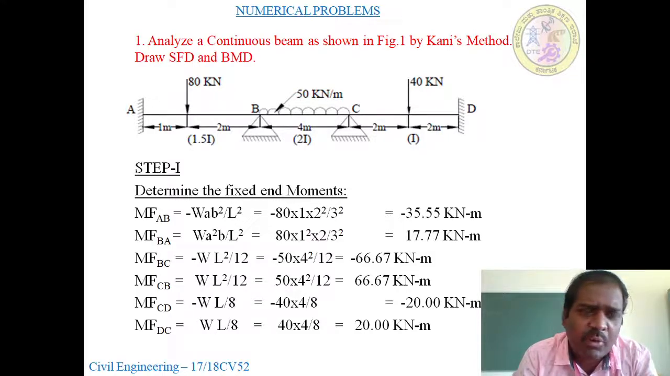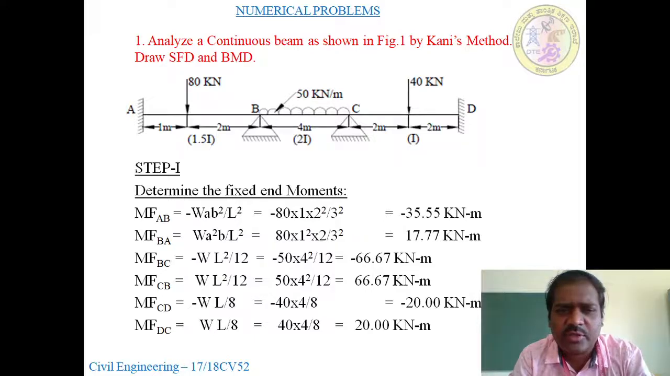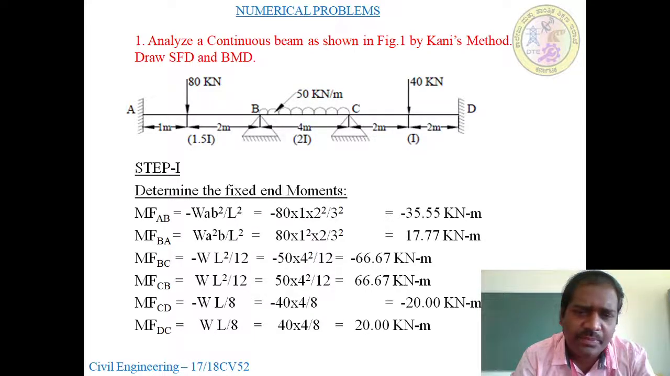If it is a point load not at the center, your standard equation to determine the fixed moment is minus WAB square by L square. Then MFBA is plus WA square B divided by L square. Here A is 1, B is 2, L is the total span 3. Based on the equations, we have to calculate the fixed end moments. So MFBC is minus WL square by 12 and plus WL square by 12. And CD, WL by 8 and WL by 8. Based on the solution, we have the values.